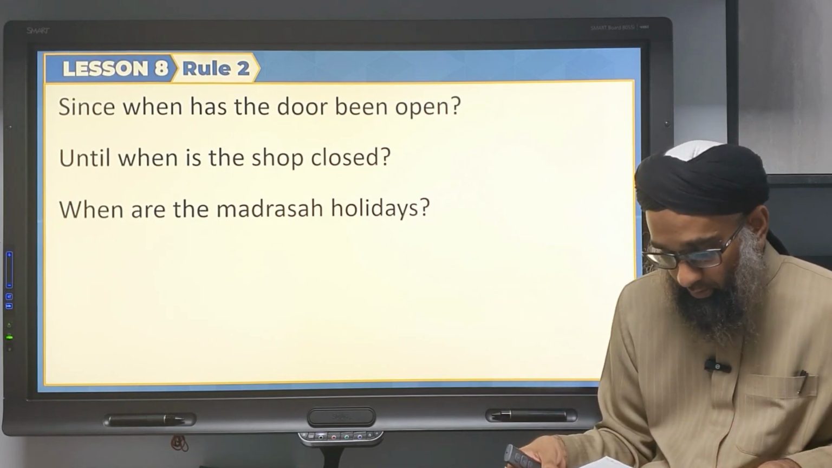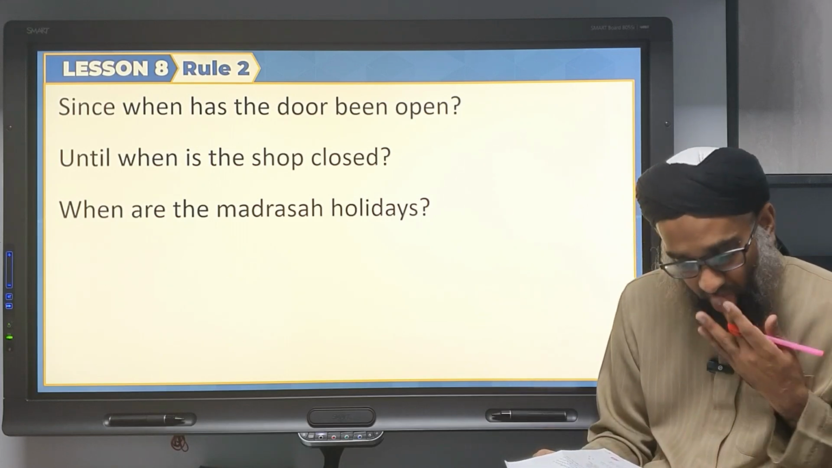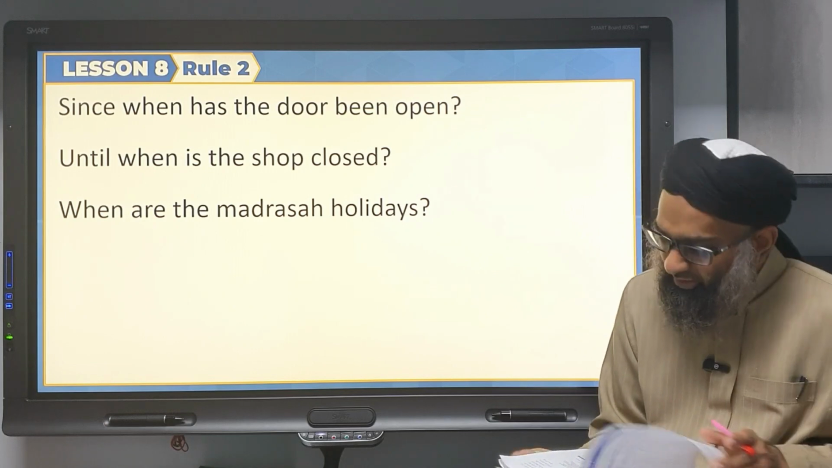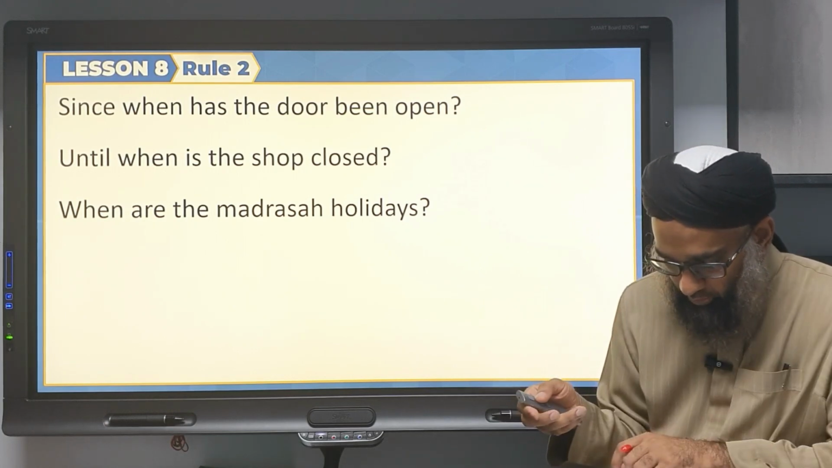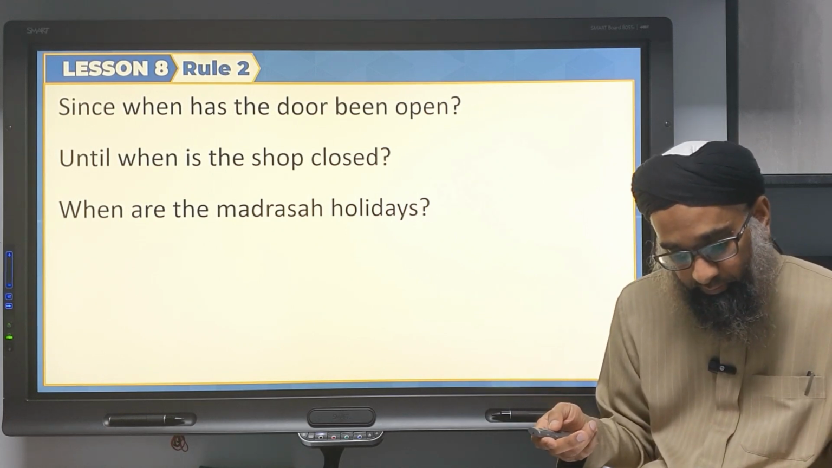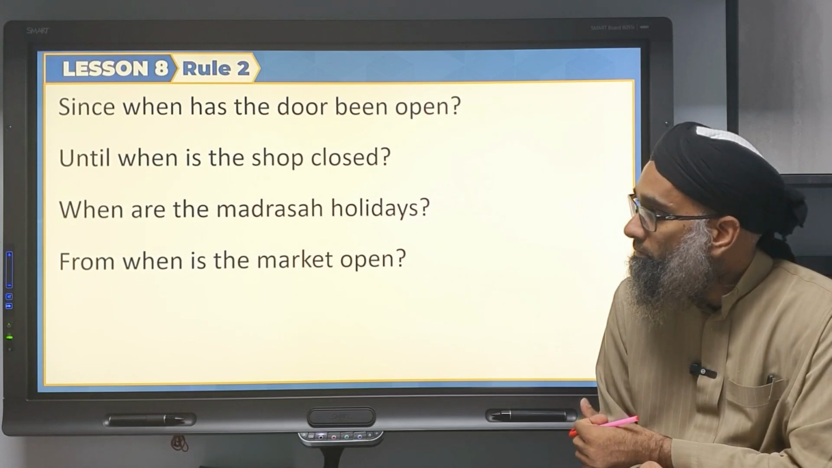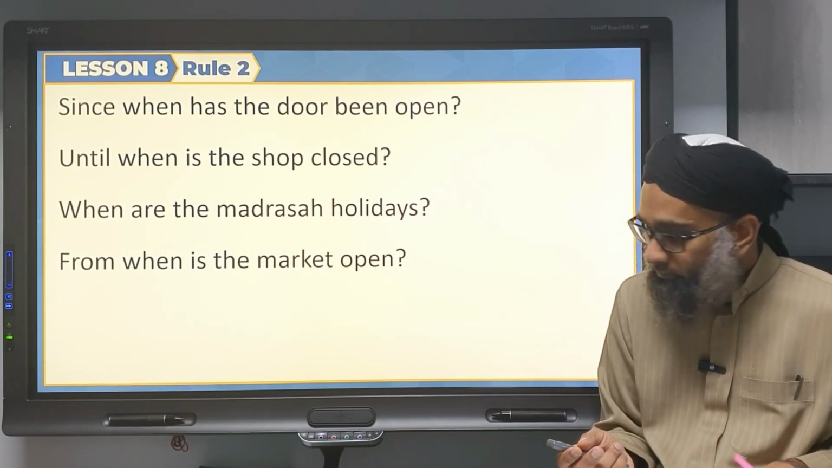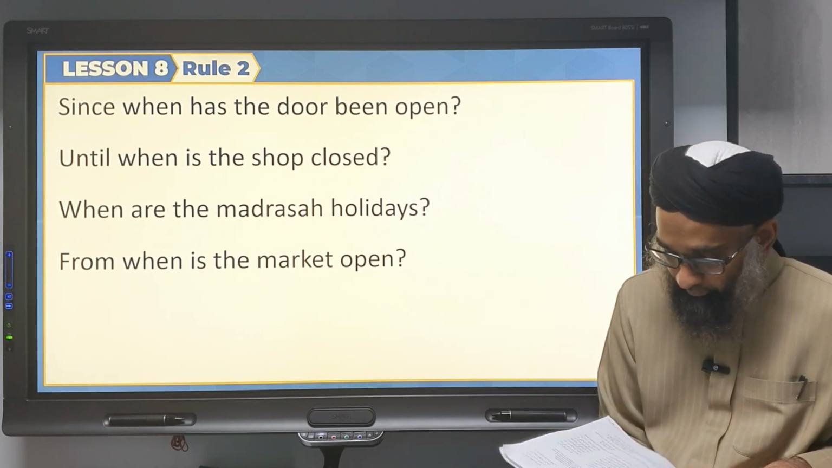Chutti kab hai? Because it is feminine, madrasa ki chuttiyan. Would holidays be plural? You can have it both ways. Chuttiyan kab hai? Madrasa ki chuttiyan kab hai, ji. Bazaar kab se khula hai?